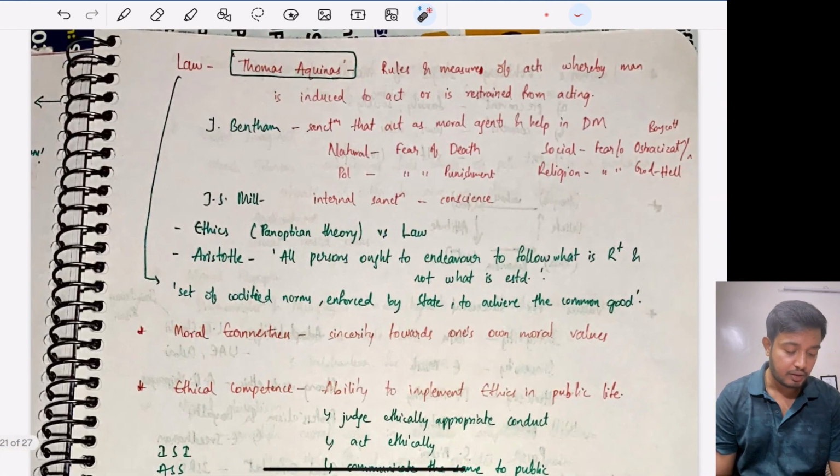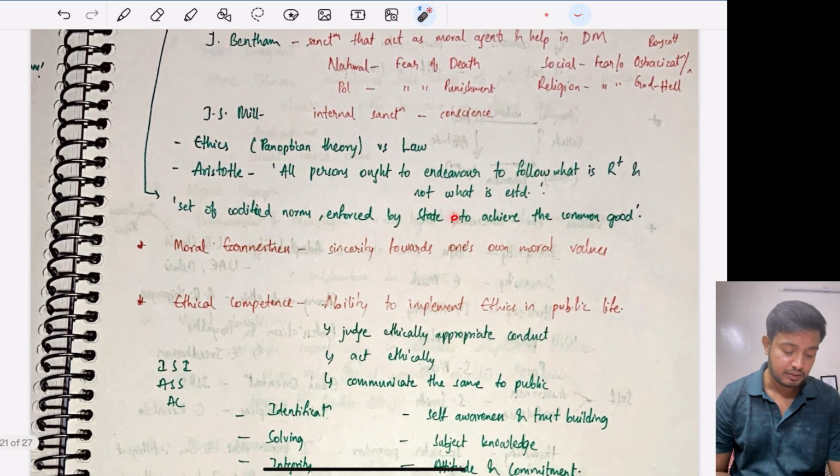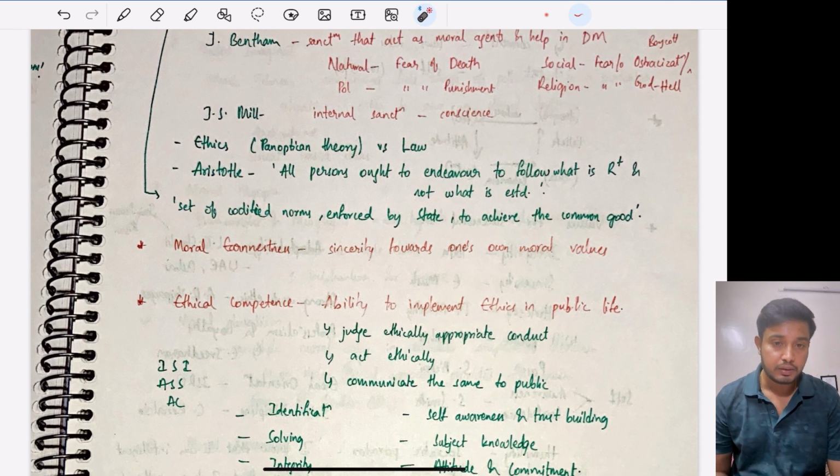So see the law, Thomas Aquinas decision, learn it by heart, quote it. And moral earnestness, this is sincerity. Many people have morals, but how sincere they are towards following those morals, that is the moral earnestness part.